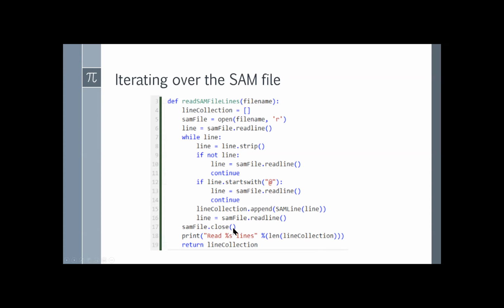And then samfile.close, so it's just going to close down the file, and it'll print out a message saying how many lines it read, and it'll return the collection of lines. So does anybody know what this SAM line object does?